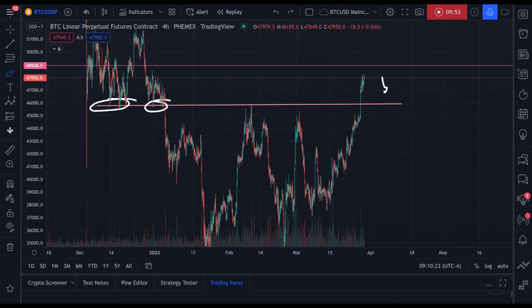So that's what I'm seeing with Bitcoin. That's my trade plan for the day or for the next couple days. Not exactly sure how long this will take. Hope this was helpful. Hope this was useful.